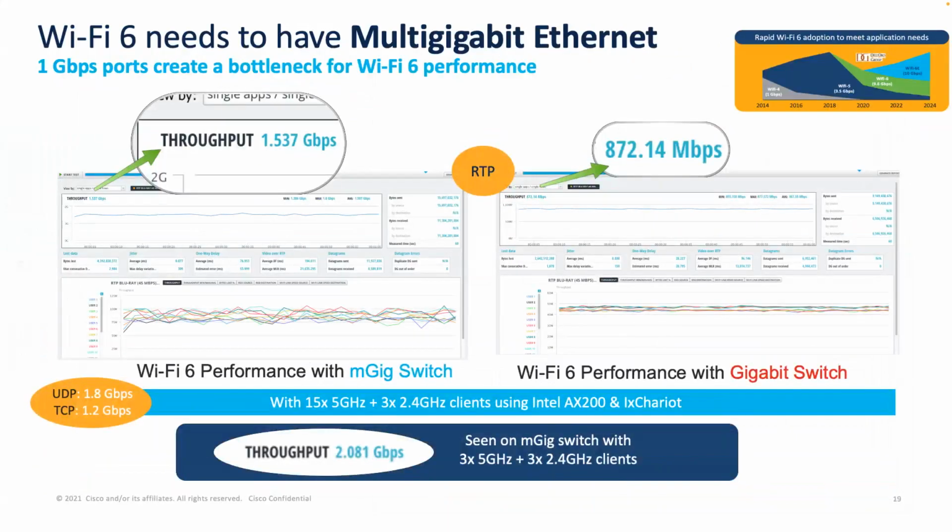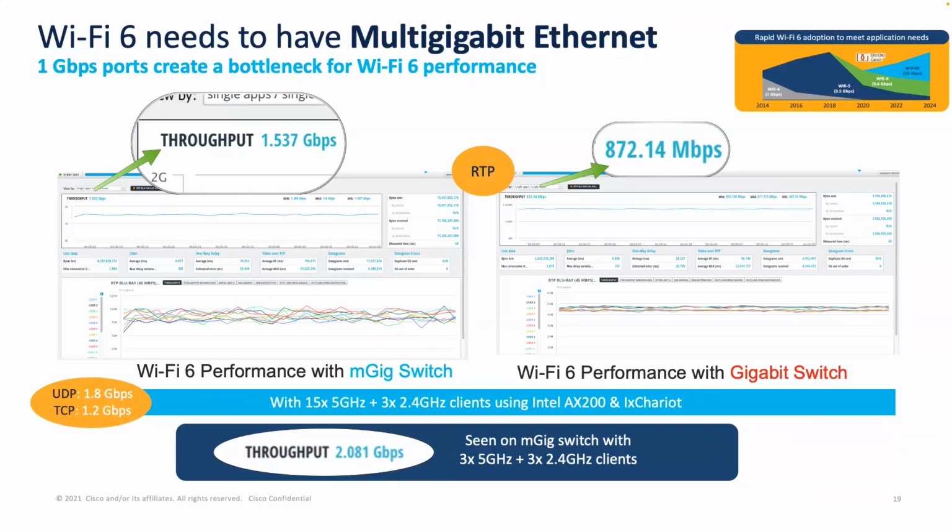This one? So that one, yes. So this is based on 15 clients connected to 5 gigahertz, 3 clients connected to 2.4, because in the blue rectangle, you mentioned 15 clients connected to 5 gigahertz and 3 clients connected to 2.4. But in the dark blue, it's mentioned here 3 for 5 gigahertz, 3 for 2.4. So I'm not sure, based on what.